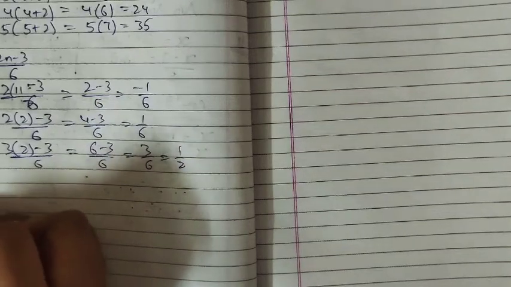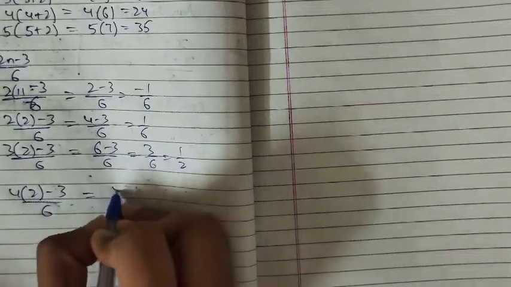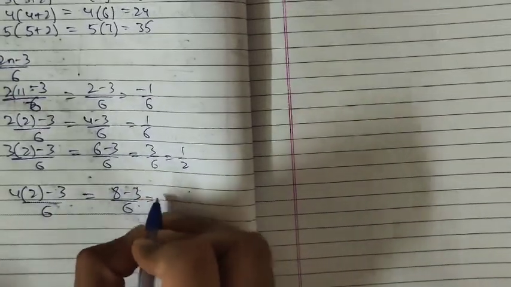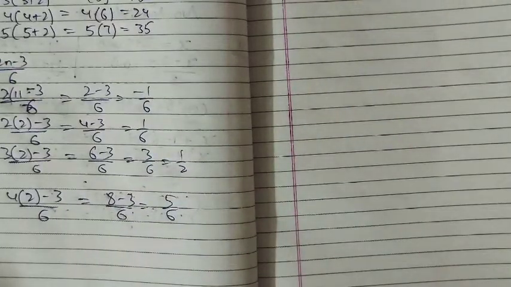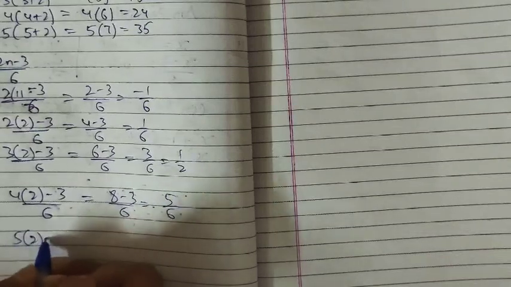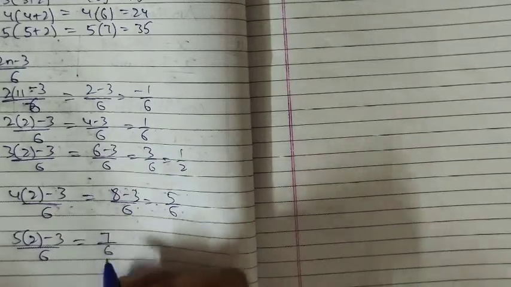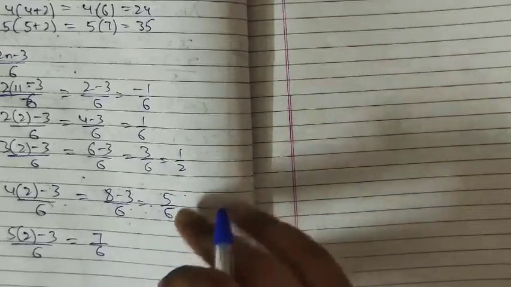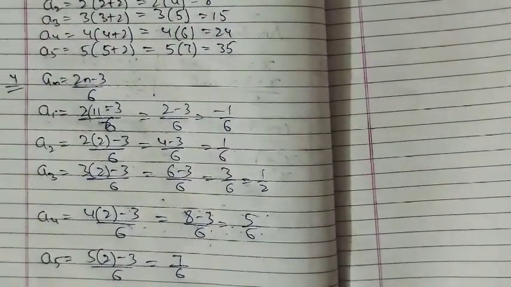Similarly a4, (4 times 2 minus 3) upon 6, 8 minus 3 upon 6, 5 by 6, right? So a5, (5 times 2 minus 3) upon 6, 10 minus 3, 7 upon 6. So in this way we have got 5 terms of this sequence. This is question number 4.